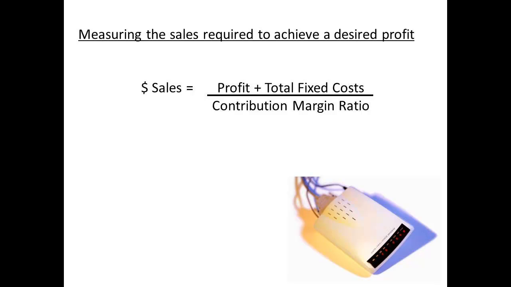Often a business will want to determine the sales in terms of dollars to achieve a profit target. The required sales figure is given by profit targets plus total fixed costs, then dividing the result by the contribution margin ratio.